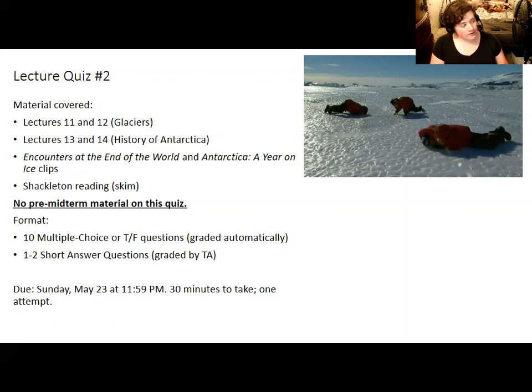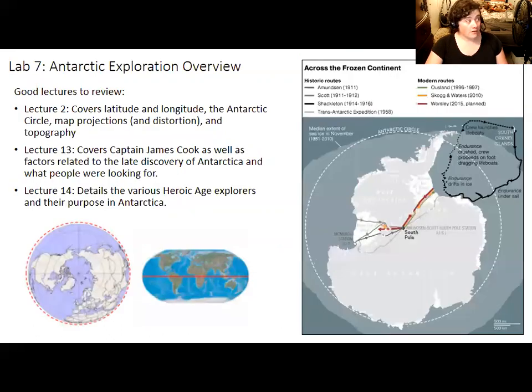And again, the lecture quizzes are a good checkpoint. Lecture quiz number 1 was midway between the start of the class and the midterm. Lecture quiz number 2 is about halfway between the midterm and the final. And we only have a few more weeks after this and not much new material to cover, but this is a good way to see if you feel like you're getting a good handle on the material before the final comes around. And I'll start talking more about the format of the final next week. Lastly, I also wanted to address lab number 7, which is related to material that we covered heavily in class last week when I went over the history of Antarctica.